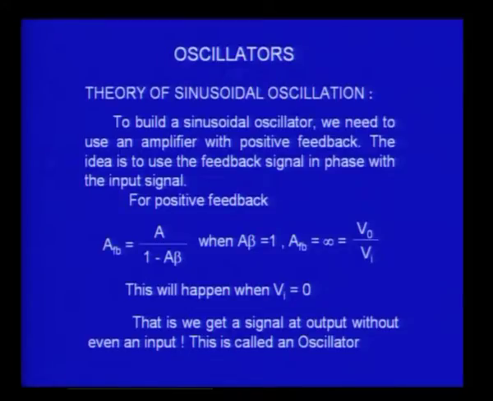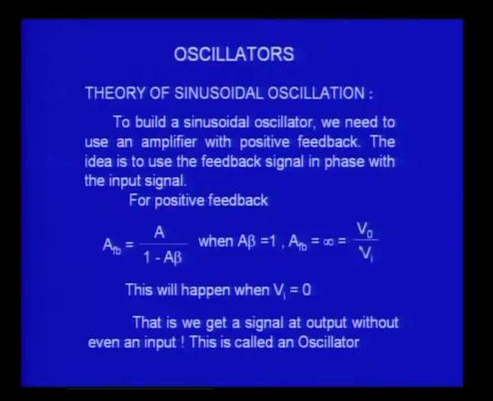Therefore what it means is, when I provide positive feedback in an amplifier and make the product A beta equal to 1, it is equivalent to saying I get an output voltage with 0 input voltage, that is, the denominator becomes 0 in this expression. When the denominator becomes 0, the expression becomes infinity, and therefore you get only output voltage. That means without giving any input voltage you are getting an output voltage. So this is what we call an oscillator.